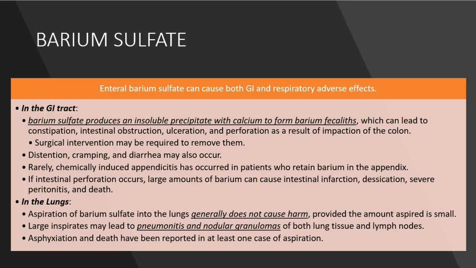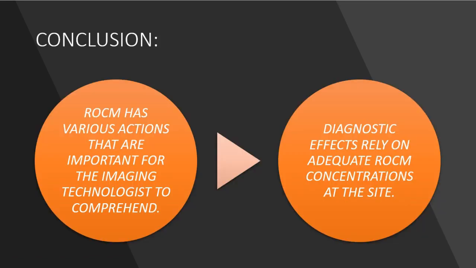If it gets into the lungs, aspiration of the barium sulfate into the lung generally does not cause harm, provided the amount aspirated is small. So you don't want large aspirations. Large aspirations may lead to pneumonitis and nodular granulomas of both lung tissue and lymph nodes. Asphyxiation and death have been reported in at least one case of aspiration. Normally they'll just sit at the bottom of the lungs and turn into bricks down there, I guess.